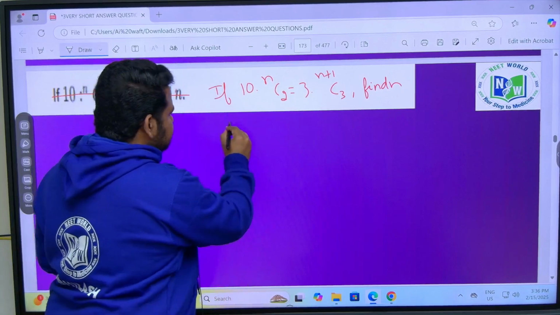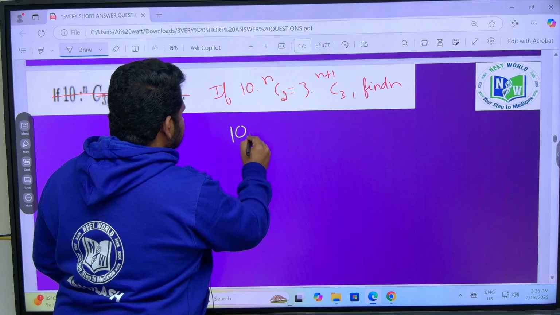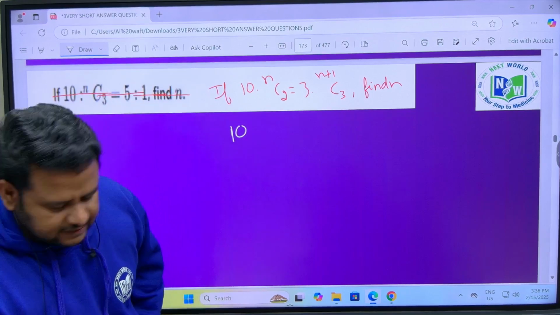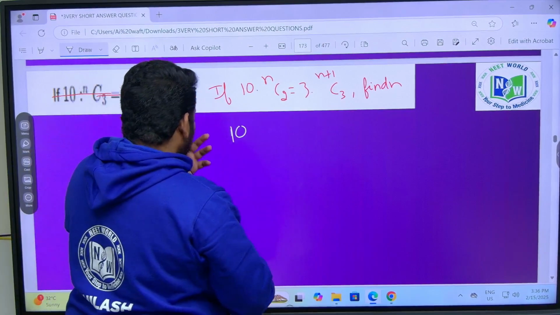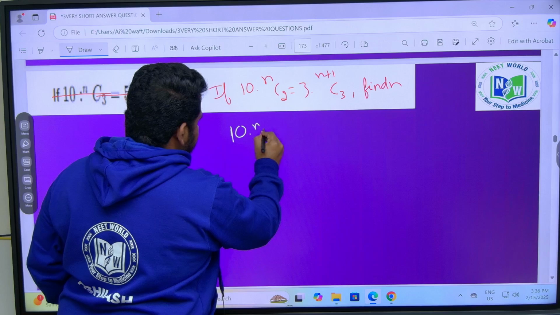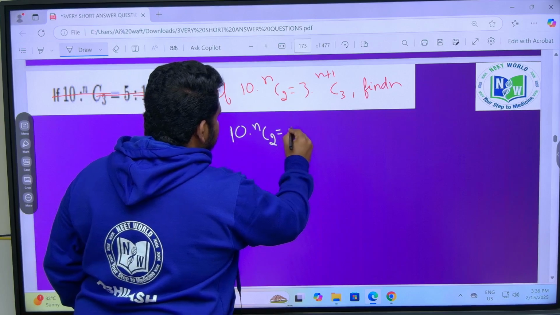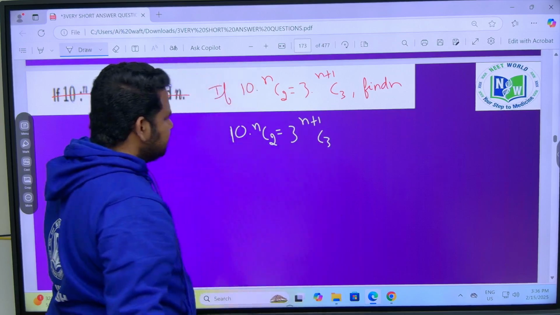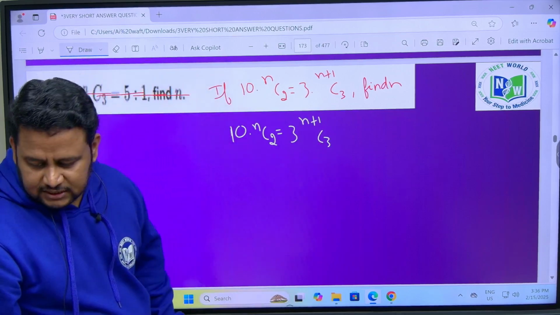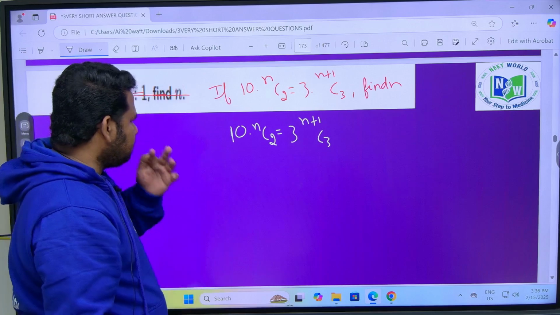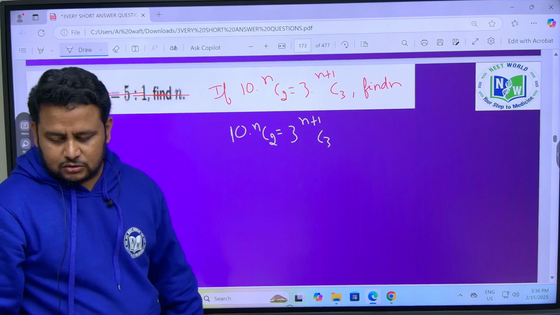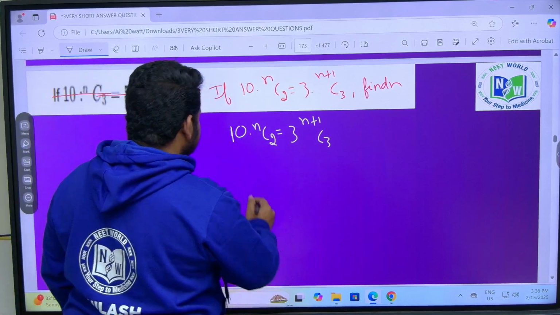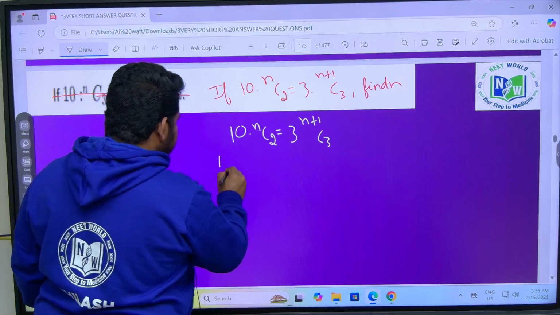So let us take what is given. It's a very simple question. Which is the year that is asked? That is asked in 2019. Okay, 10 into NC2 is equal to 3 times n plus 1 C3. So NC2 can be written as 10 times.